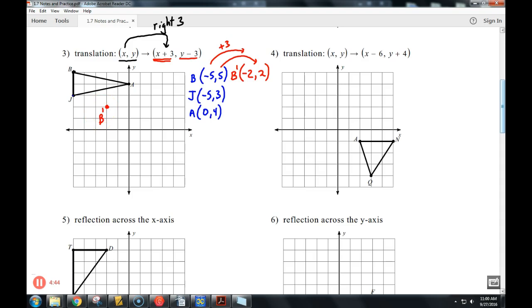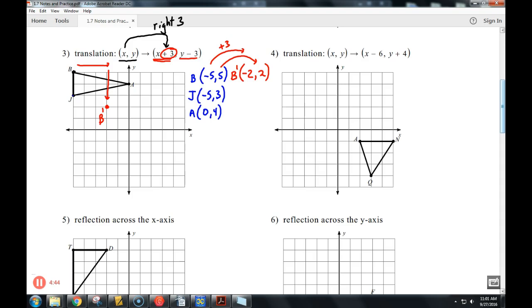So if you look at what happened, B really went right and then it went down. So when the x is affected by a positive number, it's going to go to the right. And when x is affected by a negative number, a subtraction, it's going to move to the left. And the same thing with y. When y is positive, it's going to go up. And when your y is negative, it's going to go down.